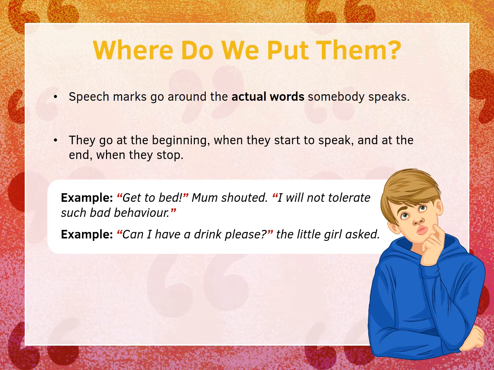And also, if you look at those speech marks and the words there, "get to bed," you can see that the exclamation mark comes before you put the speech marks in to finish the speech, the 99s in other words. Another example, "Can I have a drink, please?" the little girl asked. So again, the question mark comes inside of the speech marks at the end of the sentence.